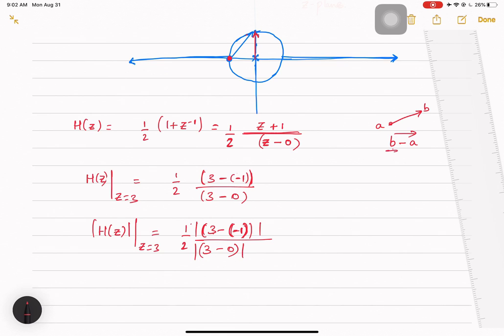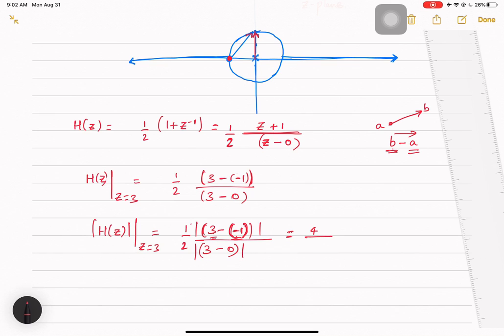Okay, so where b is the final point, a is the initial point. The same thing goes here, right? So minus 1 is the initial point and 3 is the final point. So you draw a vector starting from minus 1 that goes up to 3 and measure its length. Since it's a simple example, you'll get the length equal to 4, right?